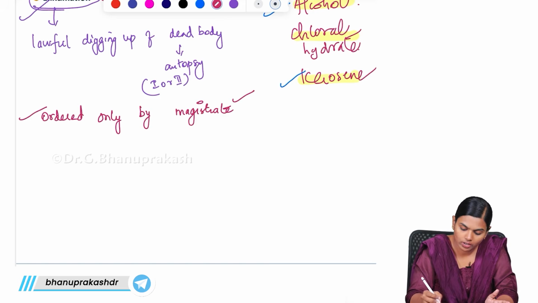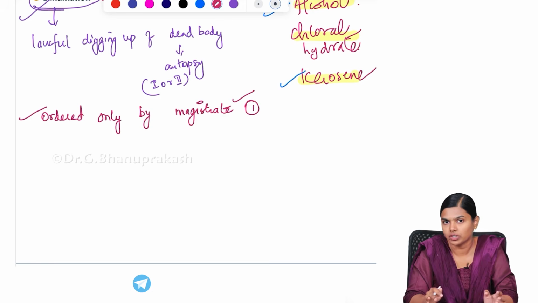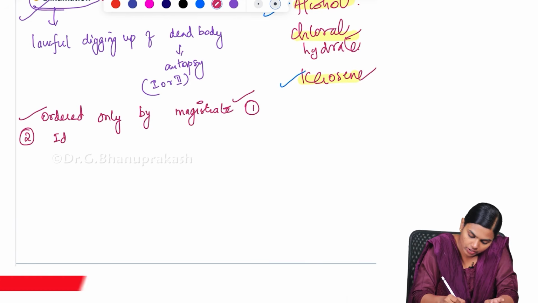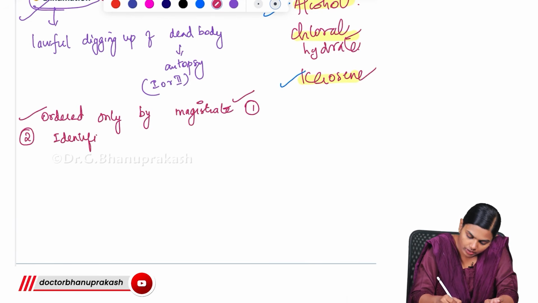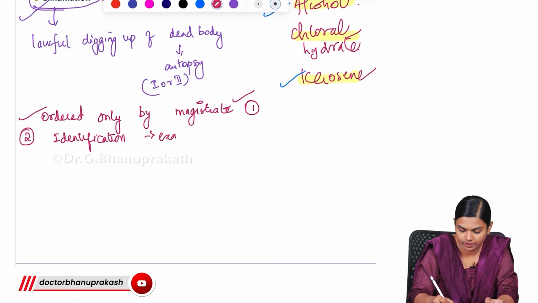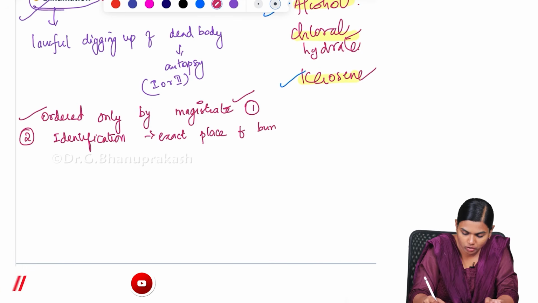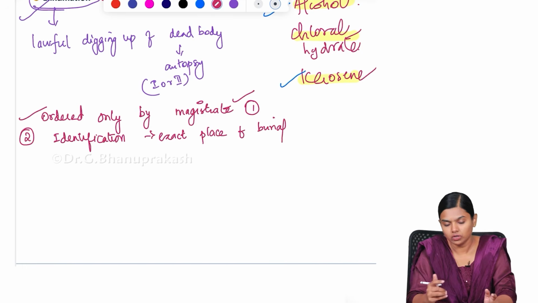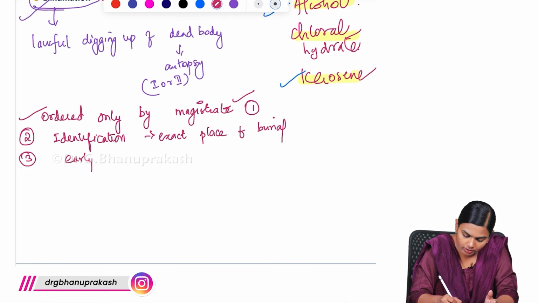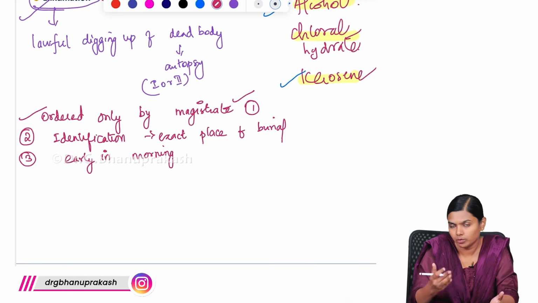First is the order from the magistrate for exhumation, that has to be done. Second thing that you have to do is identification. The burial ground, the exact place of burial, has to be identified, and you will start the exhumation early in the morning. Early in the morning, we will start digging up the body.